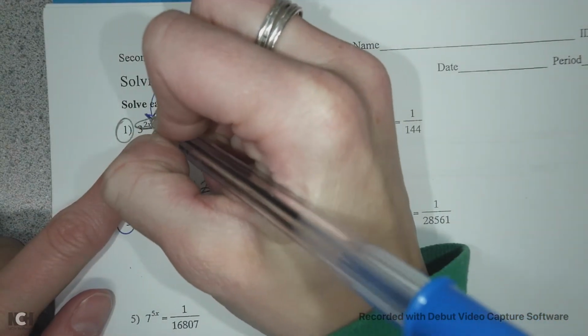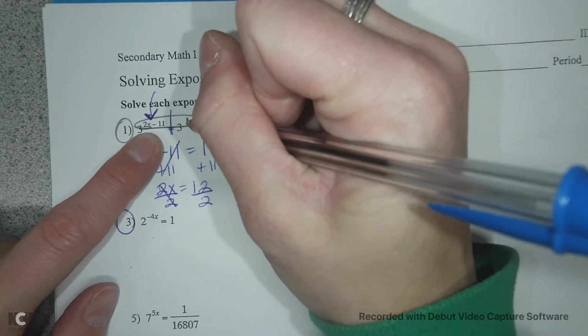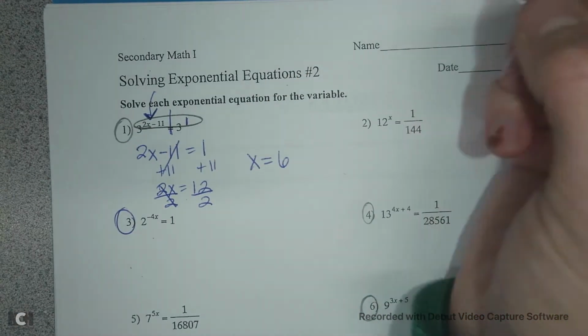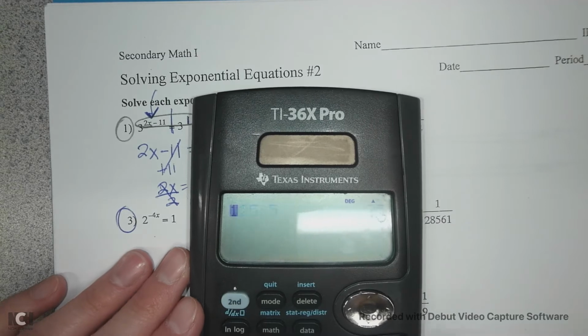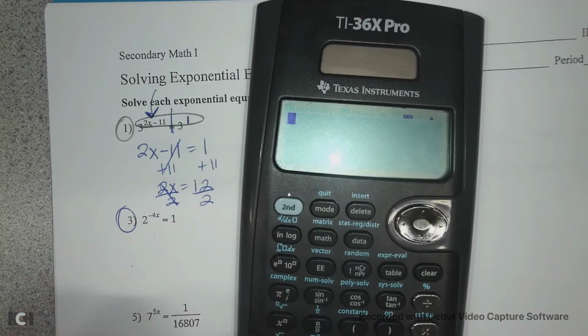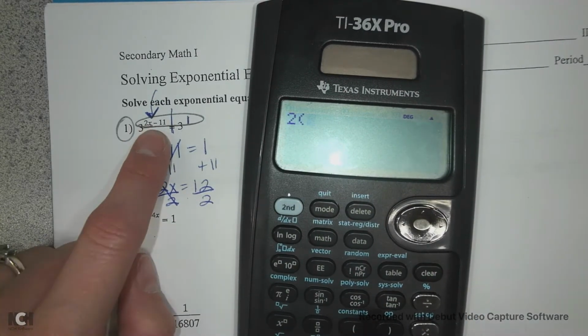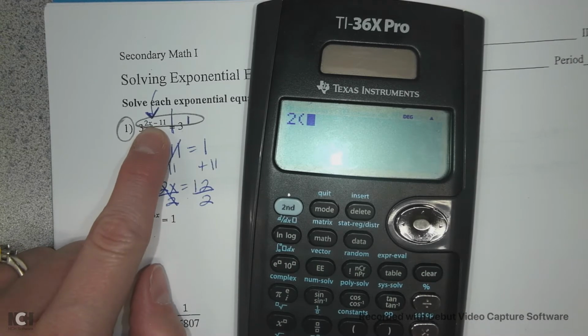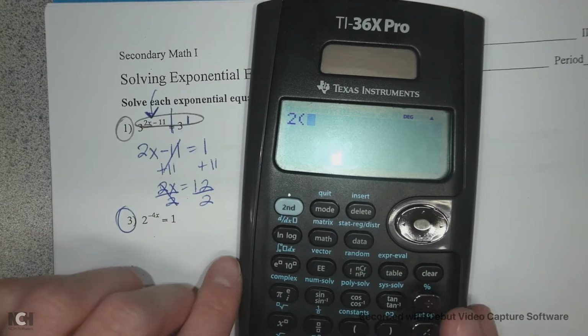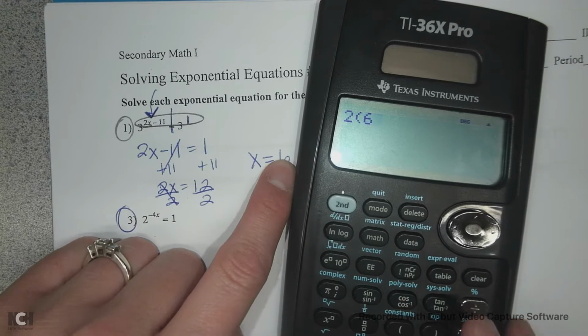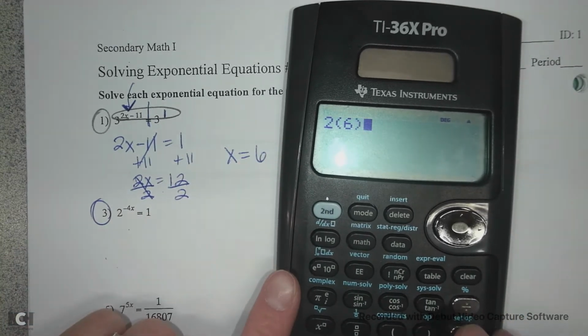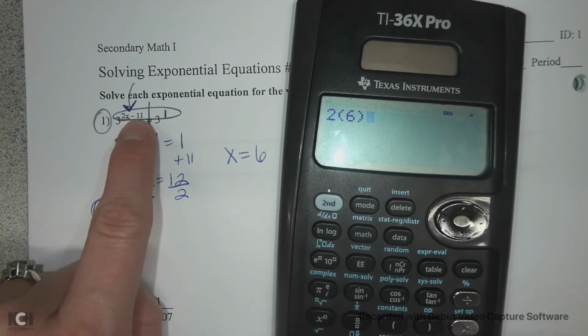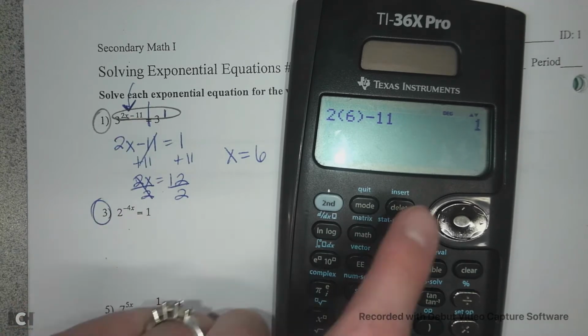Okay, so what that really means is if I put a 6 right here in this x, then I should get an exponent of 1. So let's just try. Okay, we're going to just plug it into my calculator, make it do all the work for me. So we have 2 times, that's what it means when the variable and the number sit next to each other, my value of x, we got 6, so we should plug a 6 in. Then parentheses, and then minus 11, and that gave us 1.